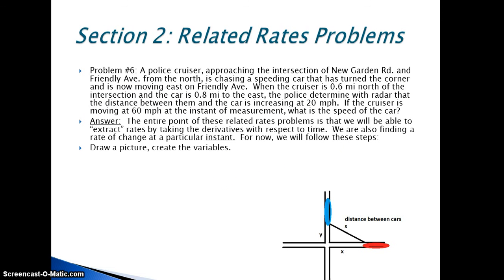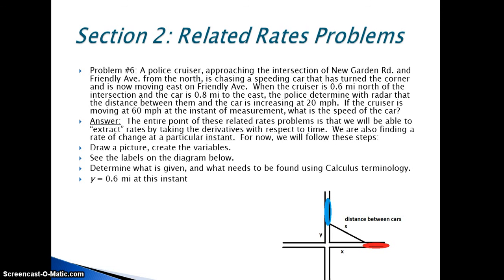Again, we need to set up some sort of an equation. First of all, create our variables, and we'll say that y is equal to 0.6 miles at this instant. x is equal to 0.8 miles, so x is the distance between the speeder and the intersection, whereas y is the distance between the cruiser and the intersection. And then using the Pythagorean theorem, we can figure out the distance between the two cars, which is the hypotenuse of this triangle, s. And that's equal to 1 mile at this instant. We use the Pythagorean theorem for that.